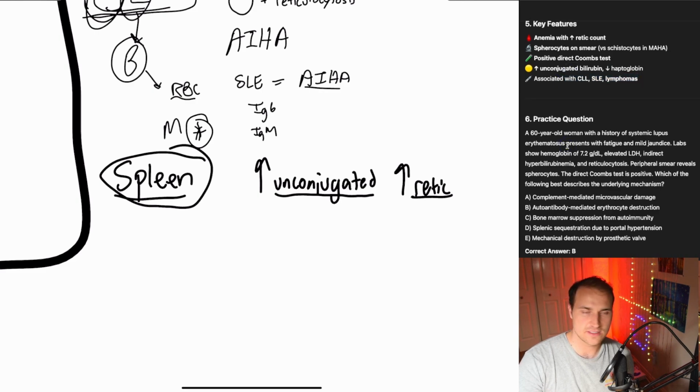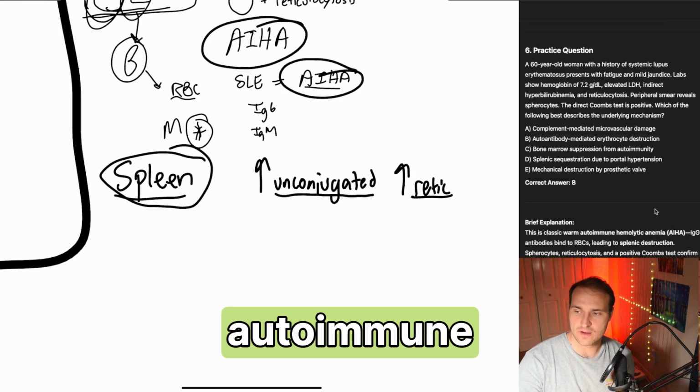So here's our practice question. A 60-year-old woman with a history of lupus erythematosus presents with fatigue and mild jaundice. Hemoglobin is 7.2, so we have anemia, and spherocytes, and also the Coombs test is positive. Okay, so Coombs test is positive. So we're looking at warm autoimmune hemolytic anemia.